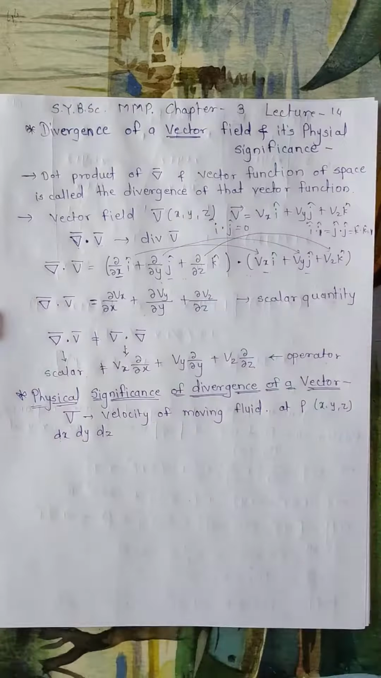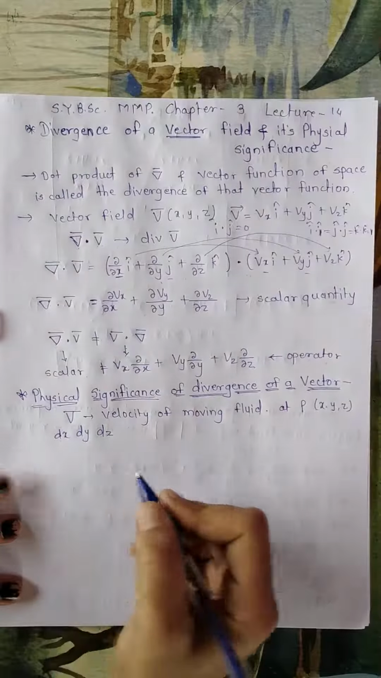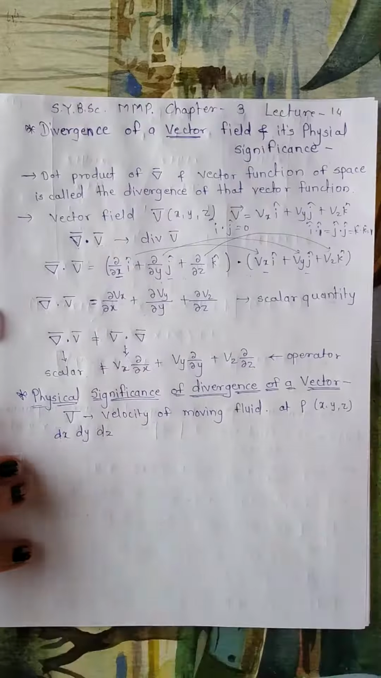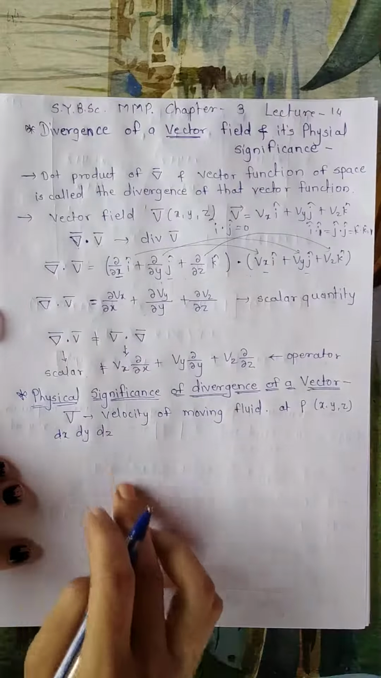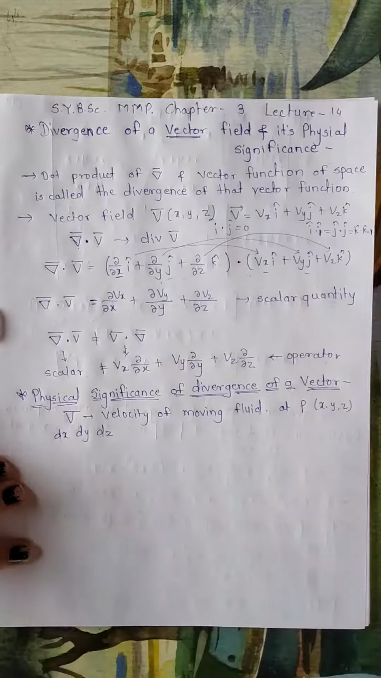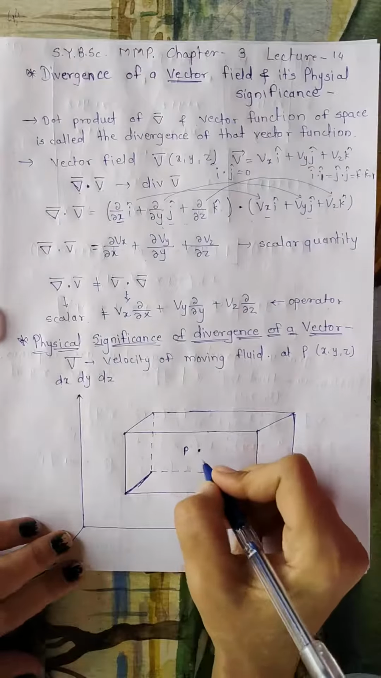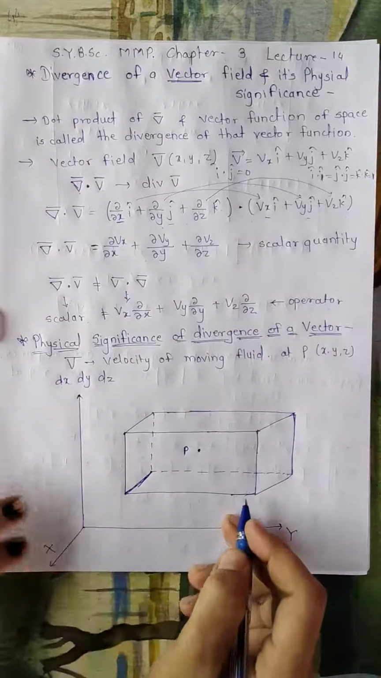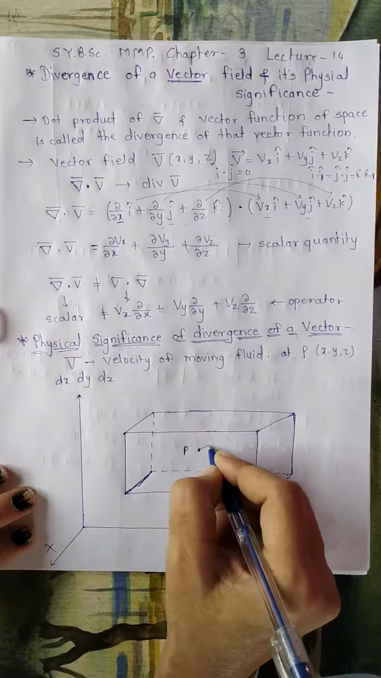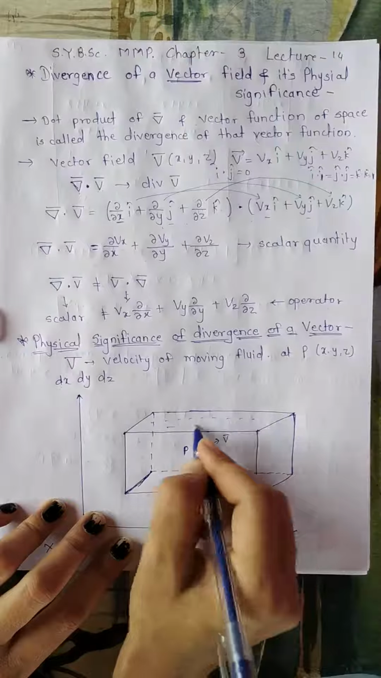If you imagine a parallelepiped in space, we can draw this diagram on the page. We will consider a three-dimensional Cartesian coordinate system in which there is a rectangular parallelepiped. Let me draw that rectangular parallelepiped in three-dimensional space. Here the parallelepiped will have point P at the center, and V bar represents the velocity of the fluid which is flowing through the parallelepiped.